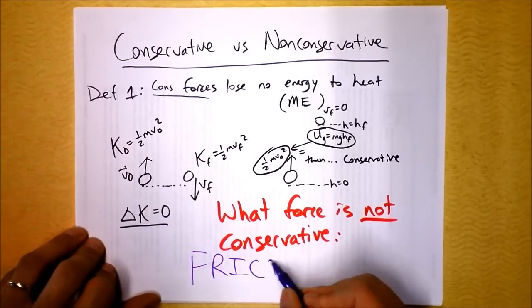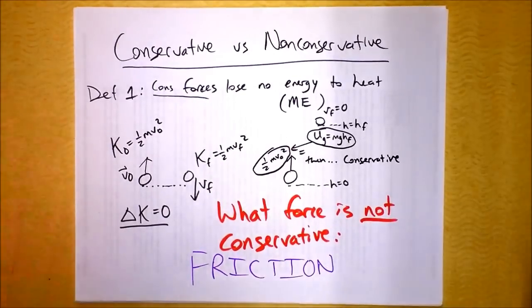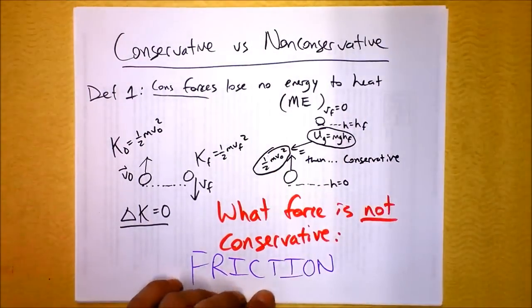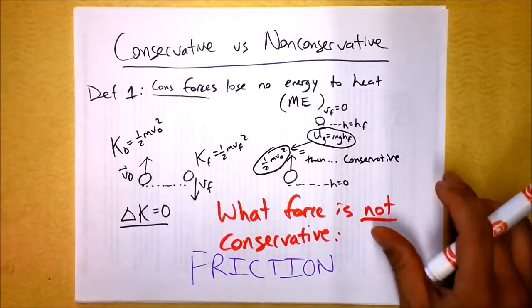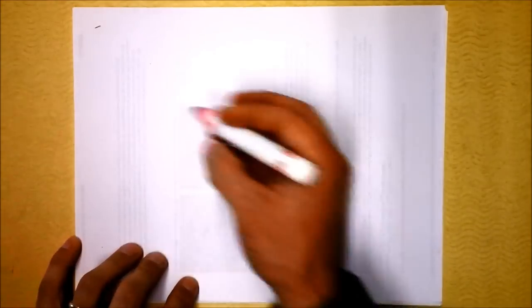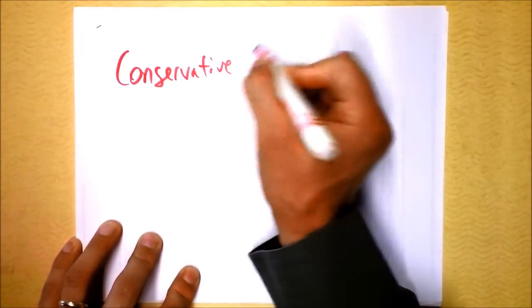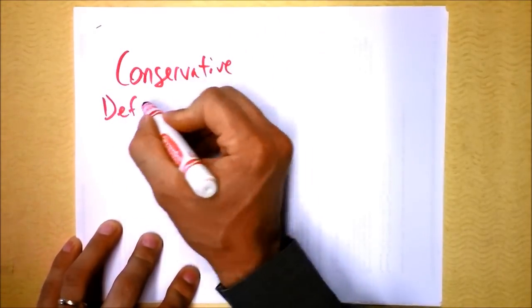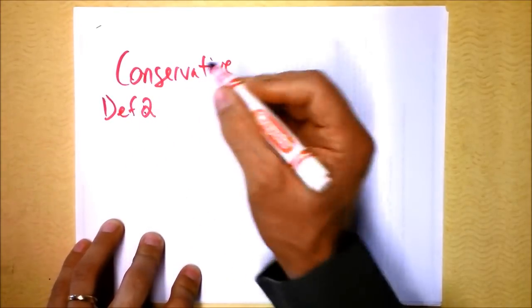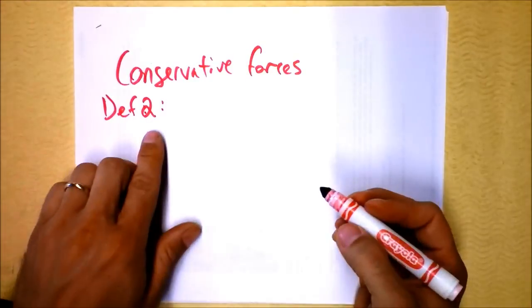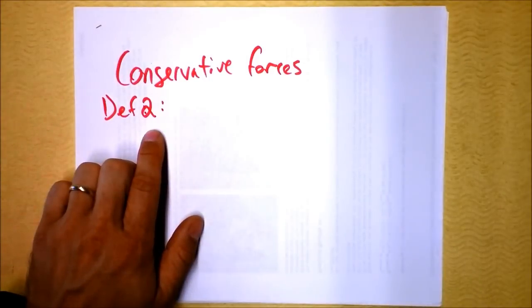Anytime there is friction in a problem, well, there are a whole bunch of consequences of a non-conservative force. Anytime there's friction in a problem, you know the energy will be lost to heat because conservative forces lose no energy to heat. So let's consider what this means. One of the cool things about conservative forces, this could be considered another definition. Conservative forces definition number 2.